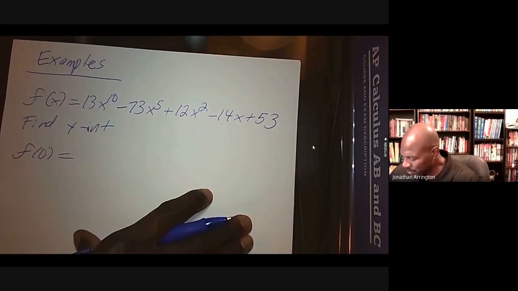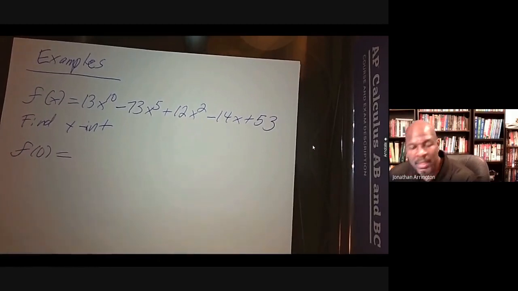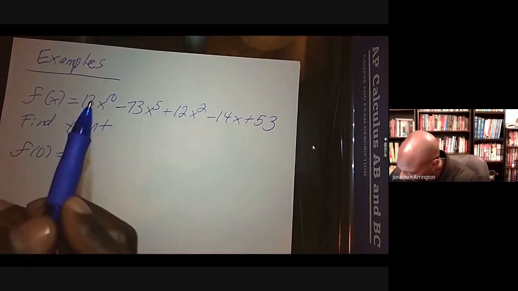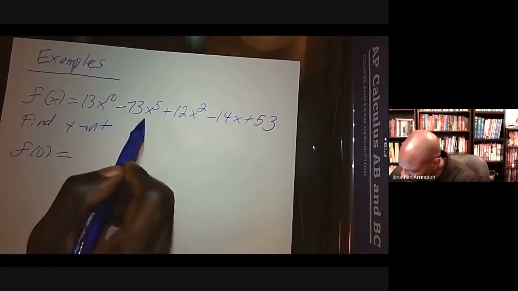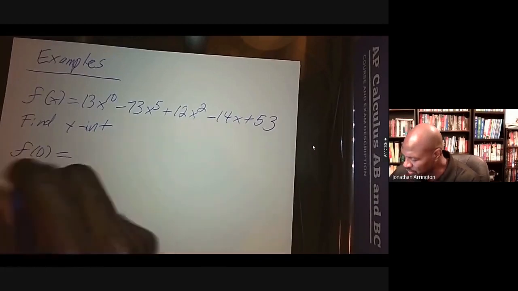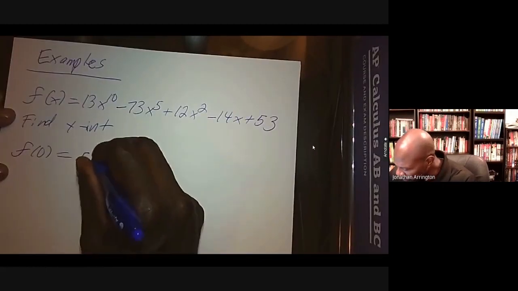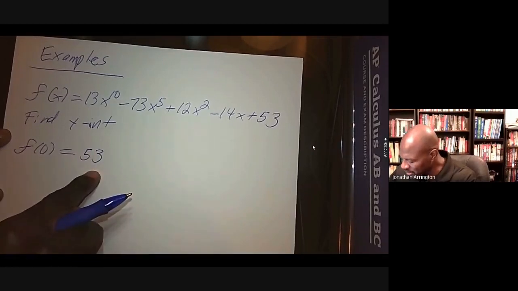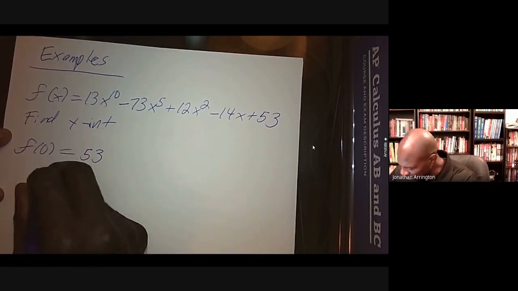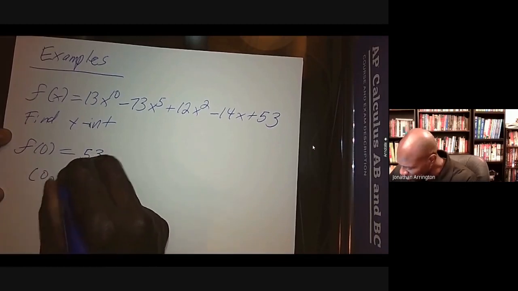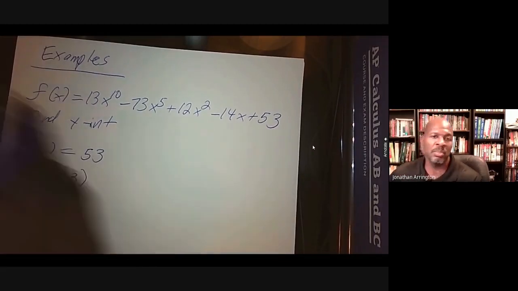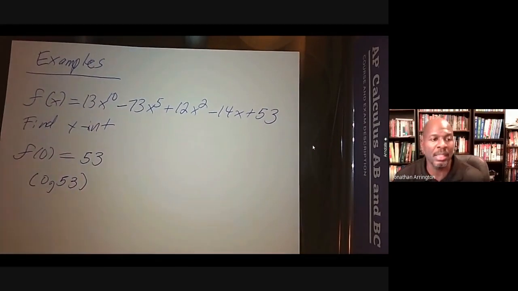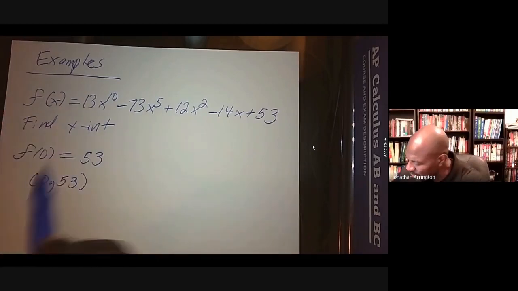Now, look what happens when you plug in 0 for every term that's a power or multiple of x. It just becomes 0. So this is 0 minus 0 plus 0 minus 0 plus 53. So the answer is 53. When x is 0, y is 53. So the y-intercept as a coordinate is (0, 53). Of course, as a coordinate, the y-intercept will always be (0, something), because the x coordinate is always going to be 0. But you see how easy that was to plug in 0.